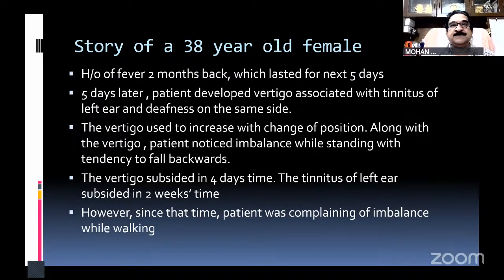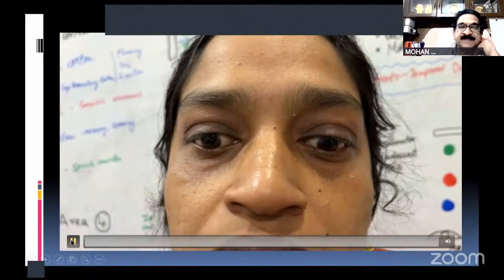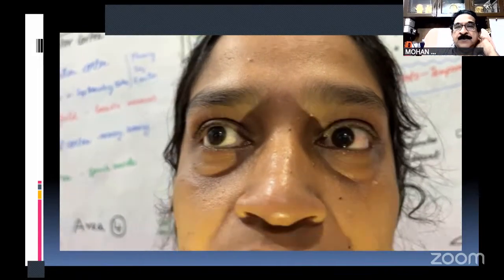So it's a fever 2 months back, which lasted for 5 days. 5 days after the onset of the fever, the patient had vertigo with tinnitus and deafness on the left side. The vertigo was more positional, and the patient noticed imbalance while standing, with a tendency to fall backward. The vertigo and tinnitus subsided in due course, but the imbalance while walking was persisting. That is why the patient was referred to the neurology department. This is the patient. He had no nystagmus.